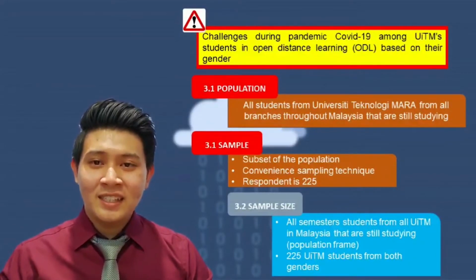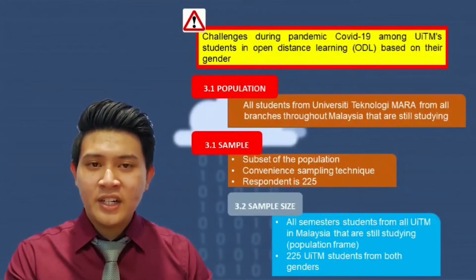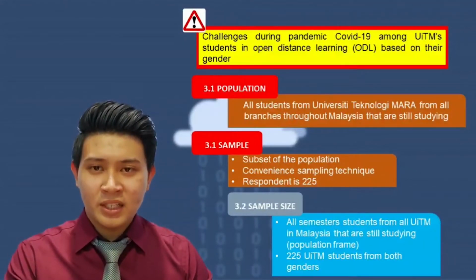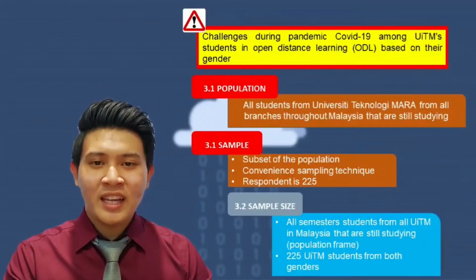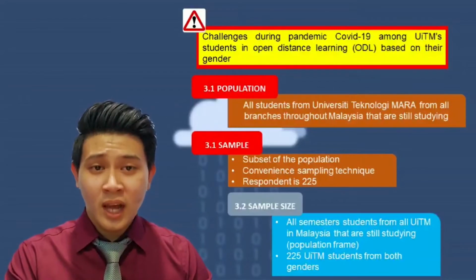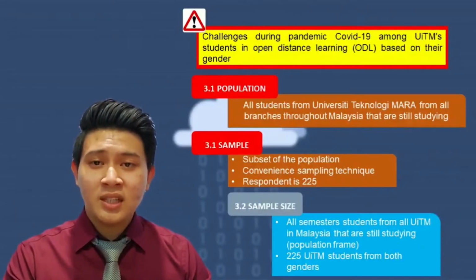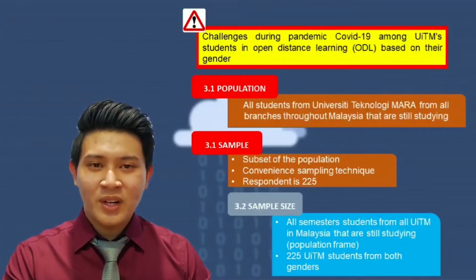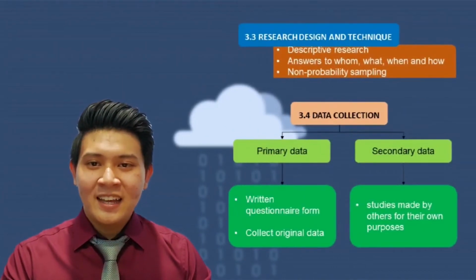Next is the sample size. The survey was performed on a sample of undergraduate students from all UiTM in Malaysia. Since the population of UiTM students throughout Malaysia is too large, we just take a sample of 225 students from both genders to be our respondents for this study. Next slide, we proceed with the research design and technique.